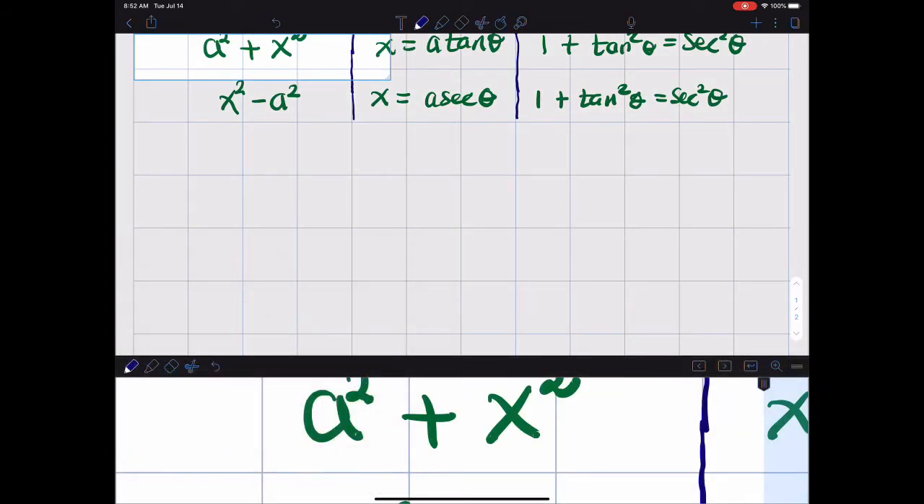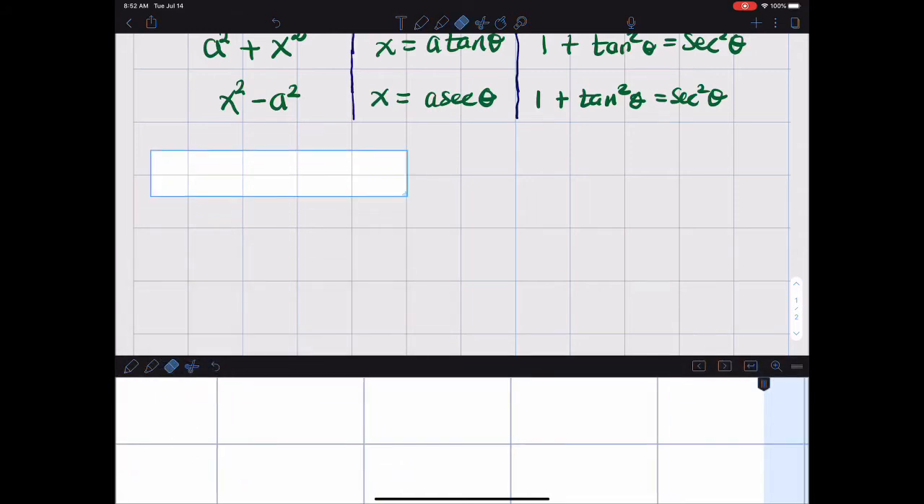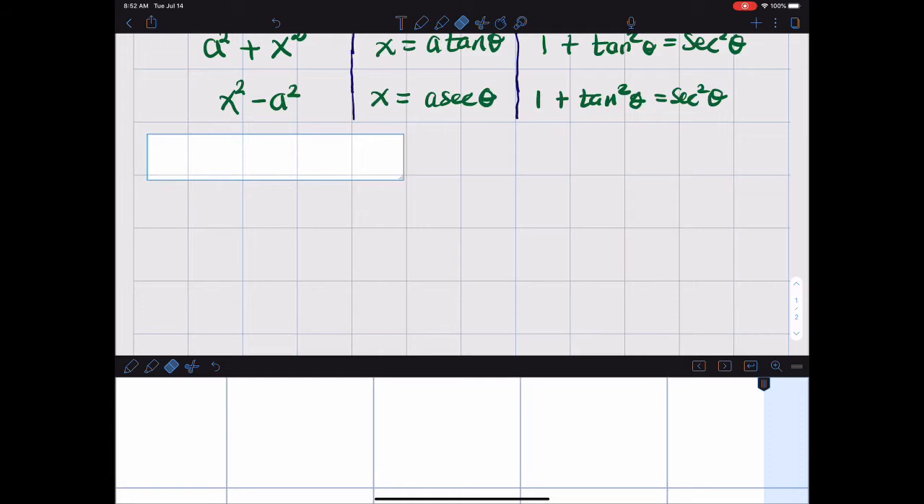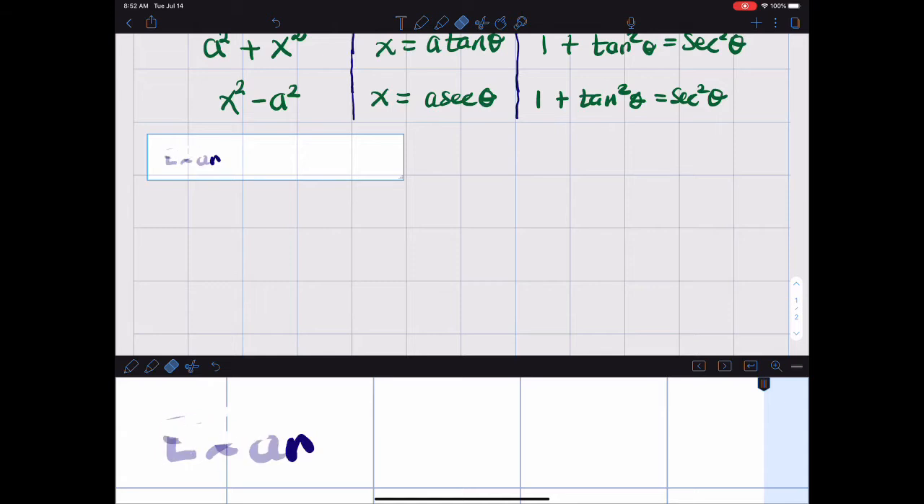All right. Examples. No, this is thicker now. I don't want it. It is too thick. All right.